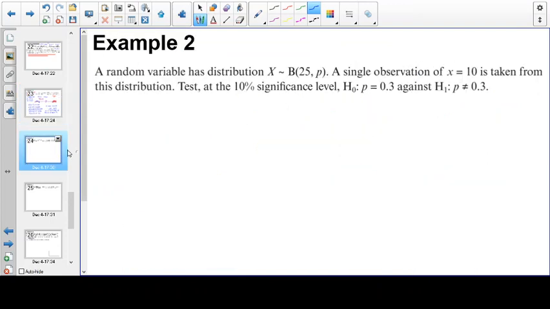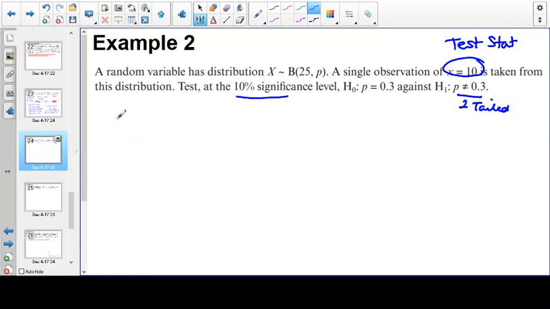Okay, let's try another one. A random variable has distribution x distributed binomially, number of trials 25, probability p. A single observation of 10 is taken from the distribution. Test at a 10% significance level that H0: p is 0.3, H1: p is not 0.3. So two-tailed, 10% significance level, test statistic.